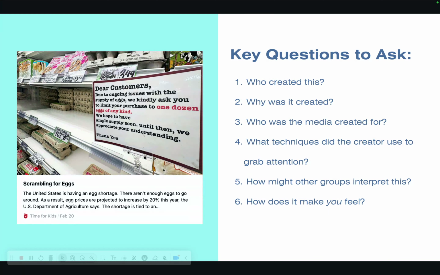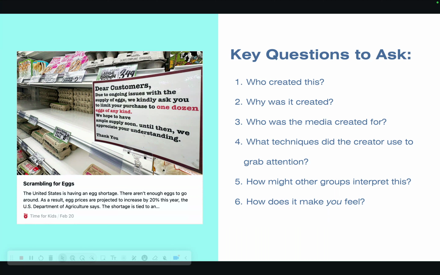So, key questions to ask, who created this? I can see that this was from an author through Time for Kids. Why was it being created? Whenever I say the word believe, remember I am a part of this general audience, and this is how I would interpret this article if I were seeing it for the first time. I believe it was created to inform the public about a situation at hand where the United States is having an egg shortage.